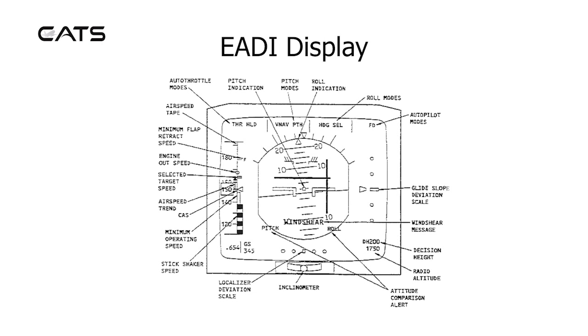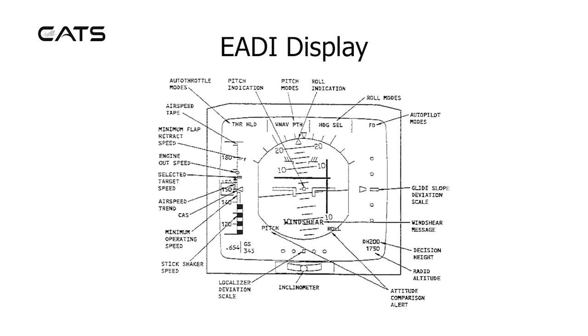As we go around from the top, we can see the flight mode annunciators indicating autothrottle modes, pitch modes, roll modes and autopilot modes. To the right is the glide slope deviation scale. Bottom right, decision height and radio altitude. Attitude comparison alert. An inclinometer, which is not actually part of the instrument, on the bottom. And a localizer deviation scale.